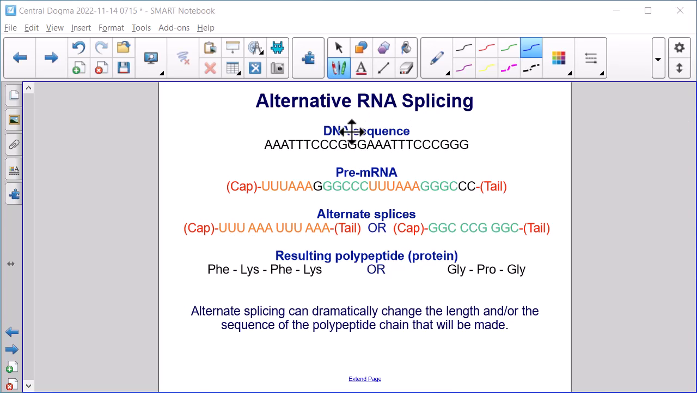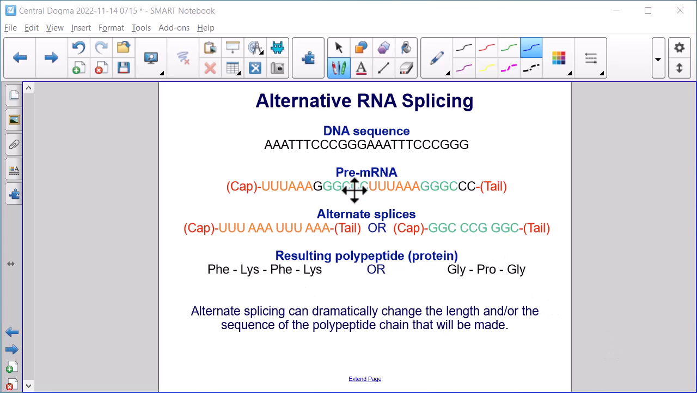Here's the original DNA sequence. Here's the pre-mRNA transcript with the GTP cap and adenosine tail. And you can see we have color-coded some sequences where some can be introns and others can be exons. So look at how we've spliced together the mRNA on the left. We've kept everything in orange, UUU, AAA, UUU, AAA, which codes for the amino acids phenylalanine, lysine, phenylalanine, lysine. That's the resulting protein.